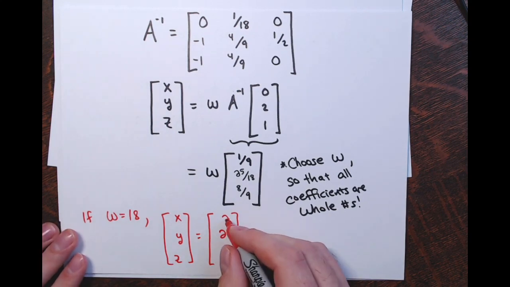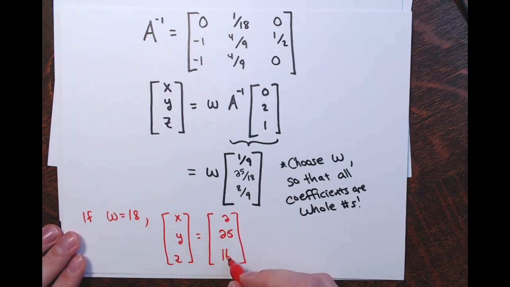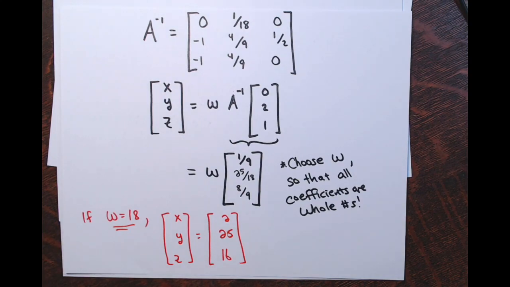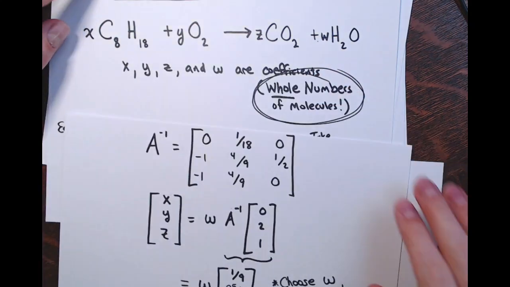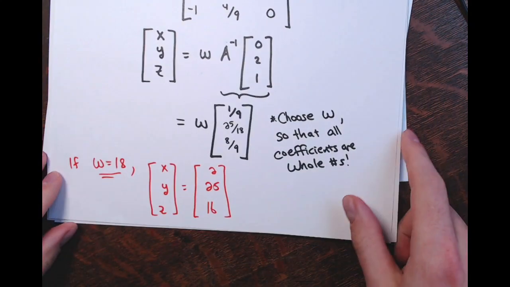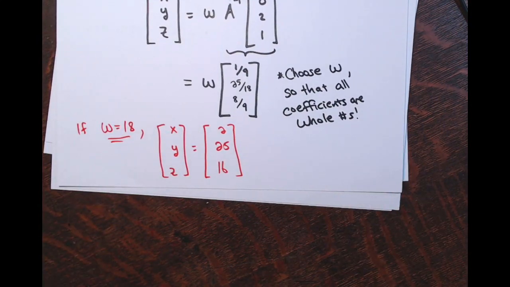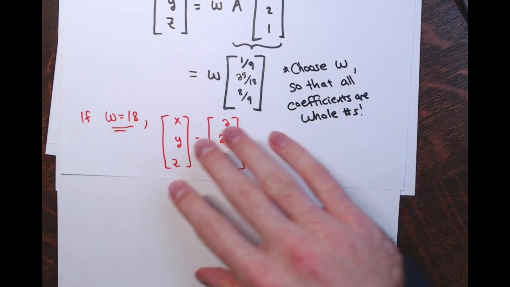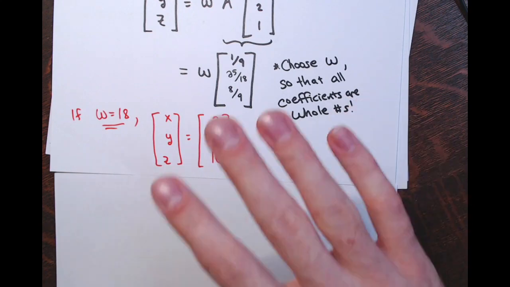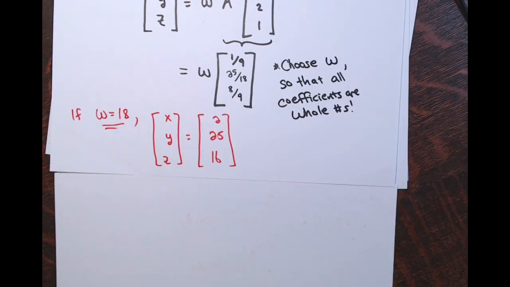So X equals 2, Y equals 25, Z equals 16, and W equals 18 would balance this chemical equation. Let's put that in and we'll see that the equation is balanced with these coefficients. Like I said before, you didn't have to solve it this way, but I only did it this way so we could actually use an inverse. You could solve this in the way we normally solve a system from earlier sections.